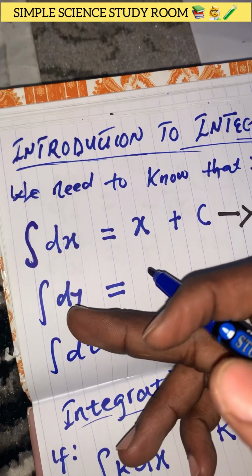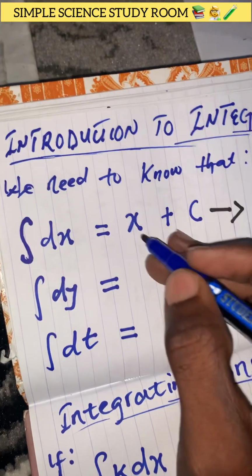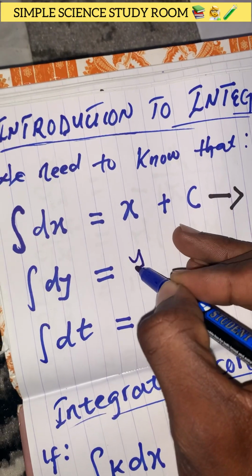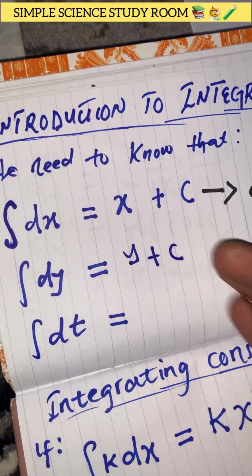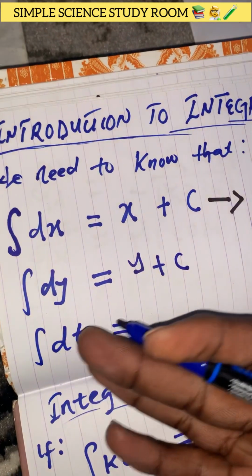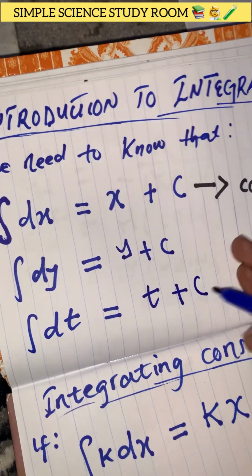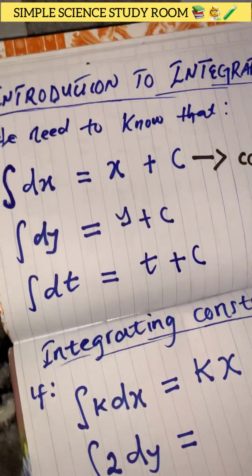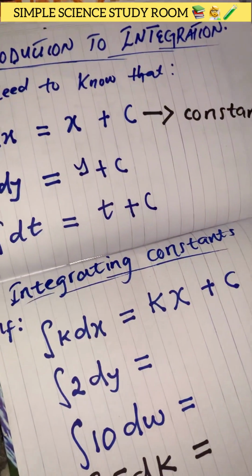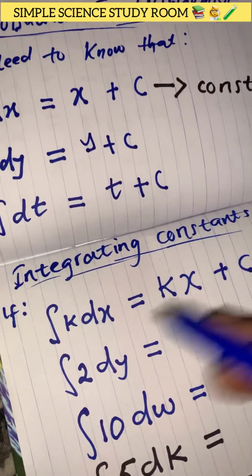Just the same as this, integral of y would be y plus c, and integral of t would be equal to t plus c. All right, let's move on and see how to integrate some constants.